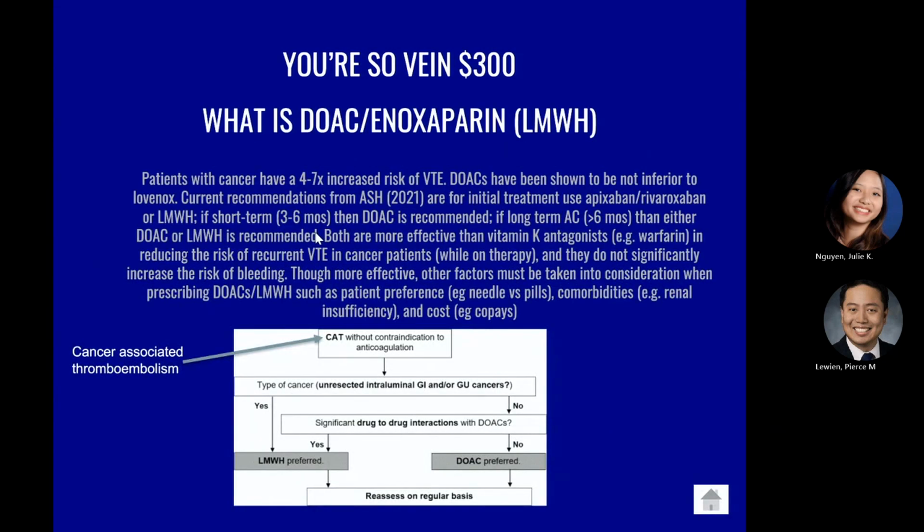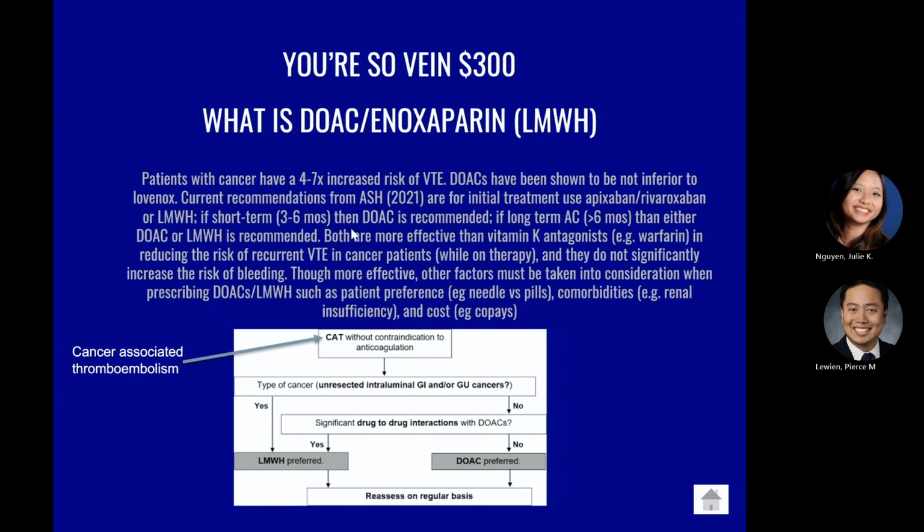It is Lovenox, but I feel now the studies say that the DOACs are not non-inferior, so they can be used as well. But yeah, for the longest time it was Lovenox for sure. The DOACs are now okay.